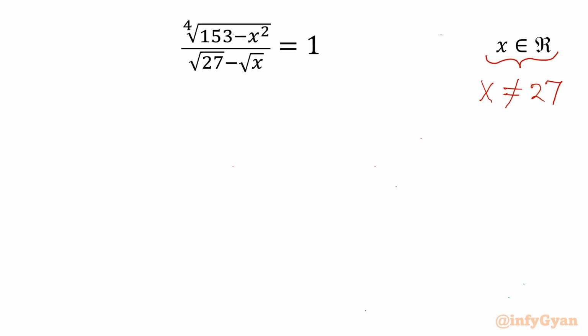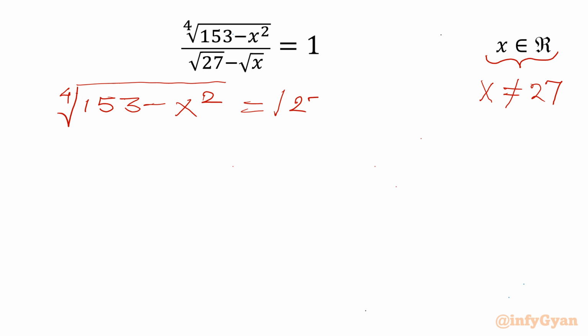Now I can cross multiply. So I will be writing our equation as 4th root of 153 minus x square. This will be equal to square root 27 minus square root x.